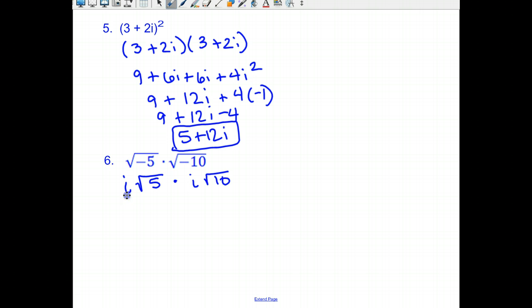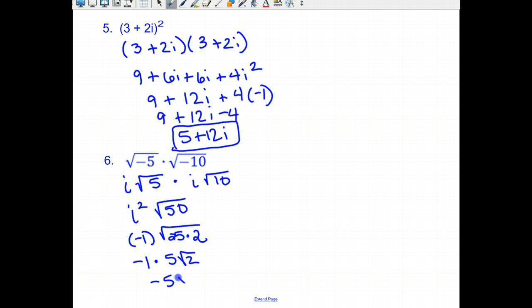Now you can multiply. i times i is i squared. Radical 5 times radical 10 is radical 50. i squared is negative 1. Radical 50 is 25 times 2. So we end up with negative 1 times 5 radical 2, which is negative 5 radical 2.